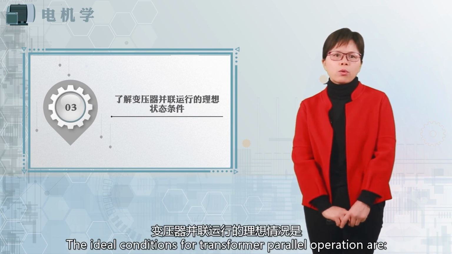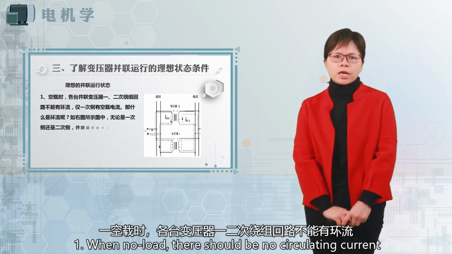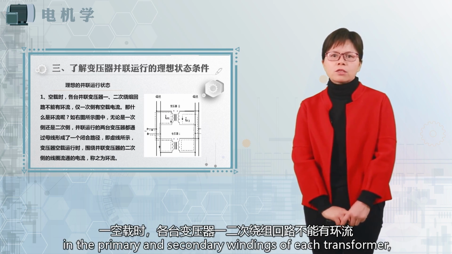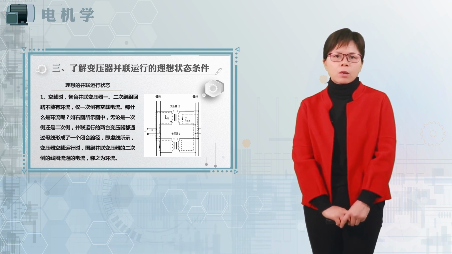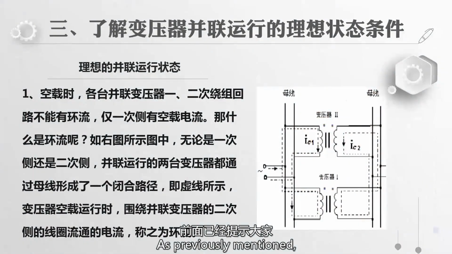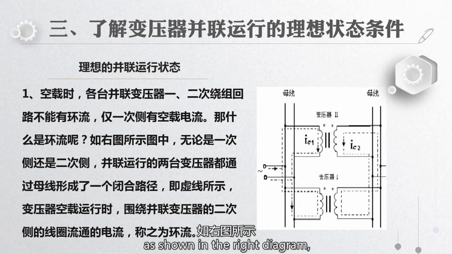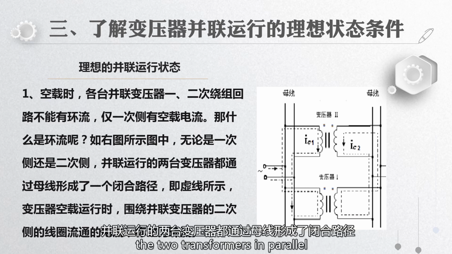The ideal conditions for transformer parallel operation are: 1. When no load, there should be no circulating current in the primary and secondary windings of each transformer. Only the primary side has no load current. So, what is circulating current? As previously mentioned, as shown in the right diagram, whether on the primary or secondary side, the two transformers in parallel form a closed path through the bus.